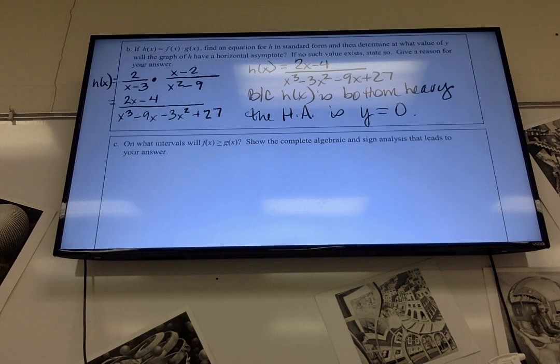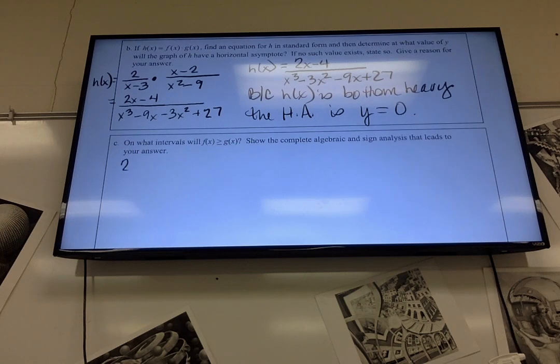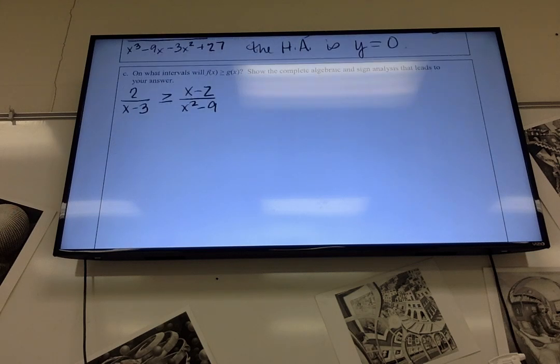Okay. And then C, usually the last part is always the hardest one. What intervals will f of x be greater than or equal to g of x? So f of x was 2 over x minus 3, greater than or equal to g of x, which is x minus 2 over x squared minus 9. And this is kind of putting everything together, so this is really a good review problem, actually.